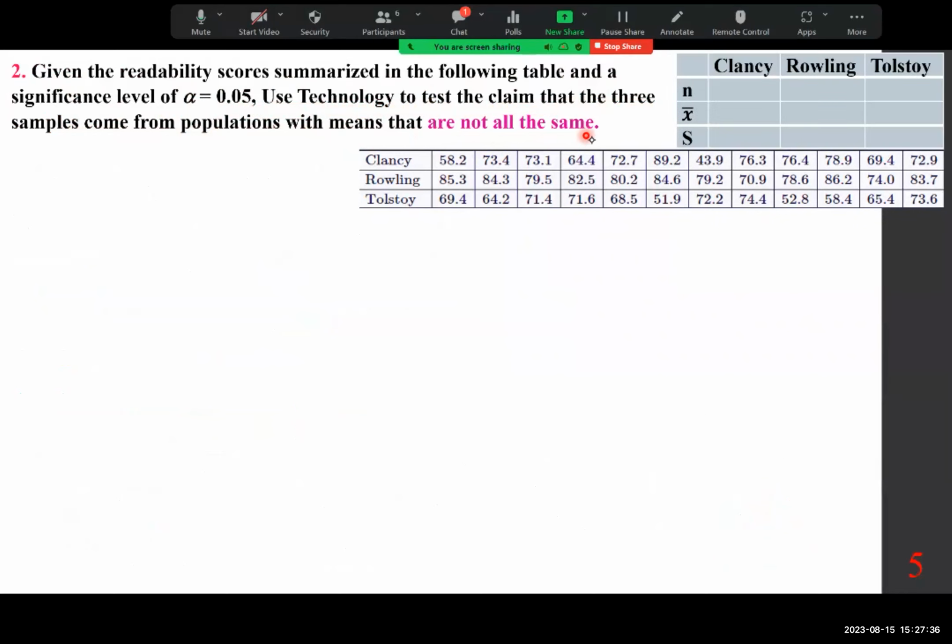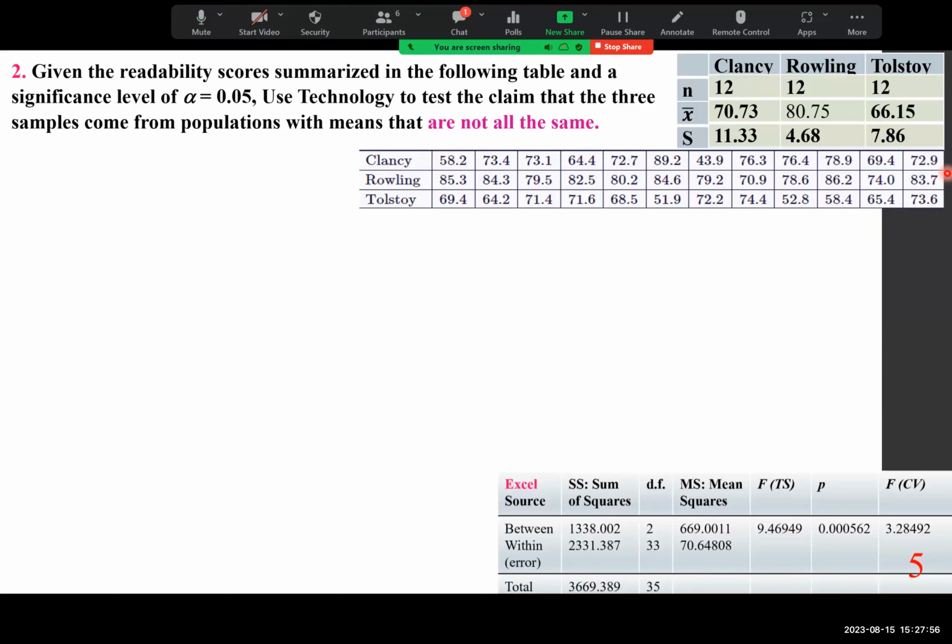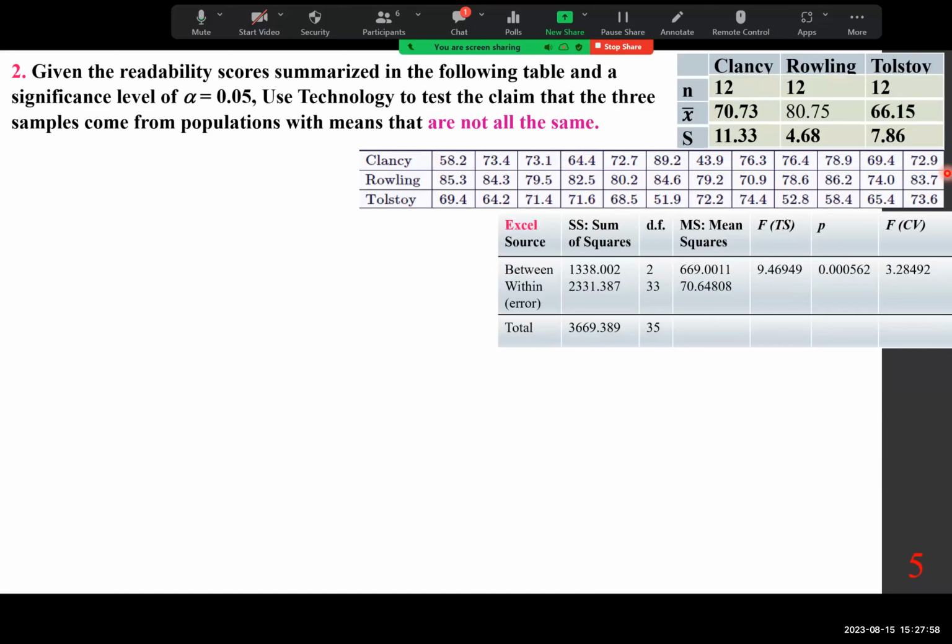So first and foremost, X bar and S, that's easy. When you count, N is 12, then X bar, add them up, divide by 12, and then S, summation of X minus X bar quantity squared over N minus 1, and technology will answer that. If you run it in Excel, it gives you this table that we have seen.